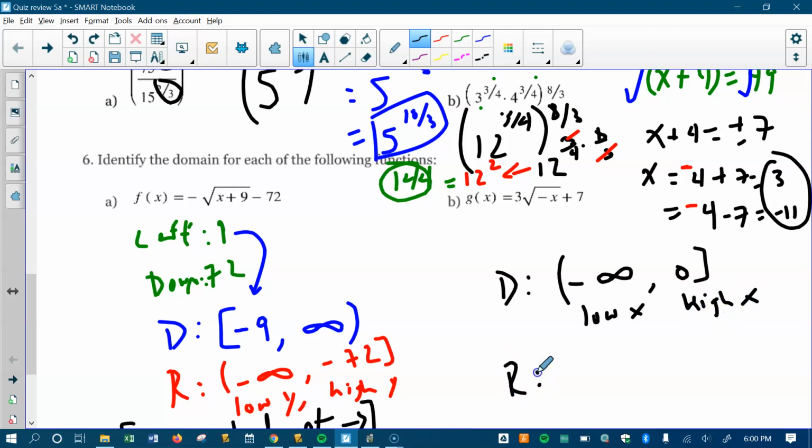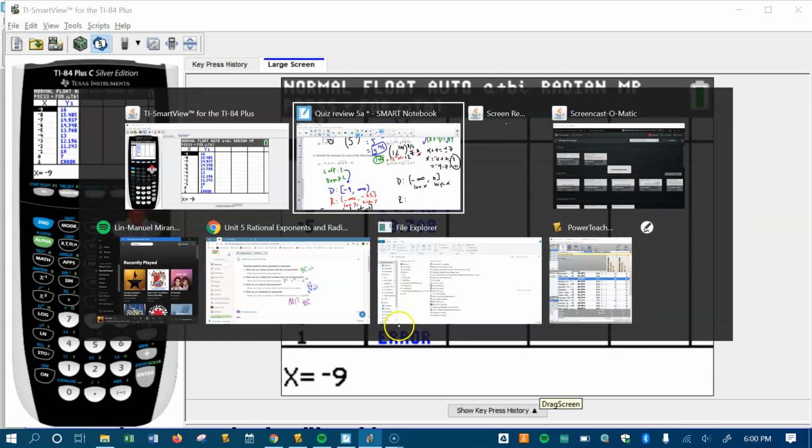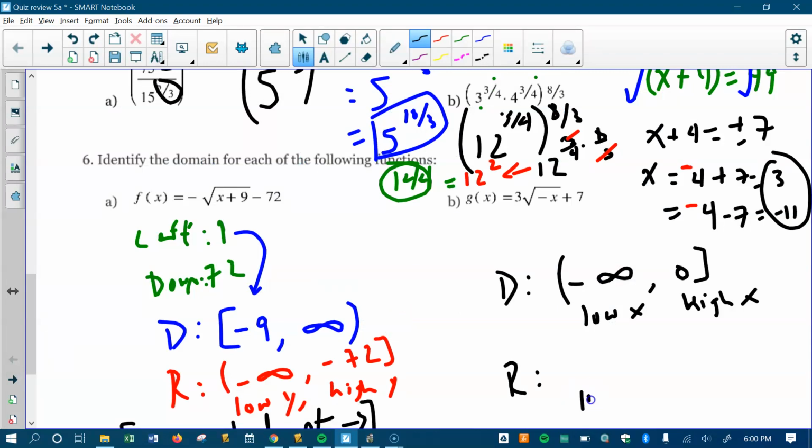Okay, let's do the range. Now it looks like we start at 7, and the y values keep getting bigger and bigger. So it looks like the lowest y value is 7. Lowest y value is what I meant here. So 7 to infinity, parentheses on infinity, brackets on the actual number. There's my answer.